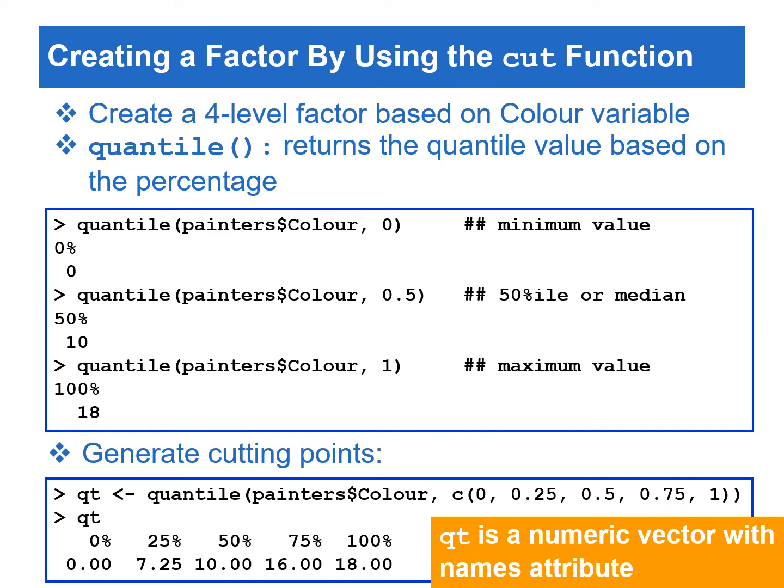The cut function is useful to create a categorical variable based on a continuous variable. Suppose that we'd like to create a 4-level factor based on the color variable. The dividing points will be based on the first quartile, median, and third quartile of the color variable. We can use the quantile function to obtain these dividing points. The quantile function takes a percentage value and returns the quantile value. In the last command, we use the quantile function to create a numeric vector containing the dividing points. We also specify 0 and 1 to obtain the minimum and maximum values of the color variable, since these 2 points are needed in the cut function.